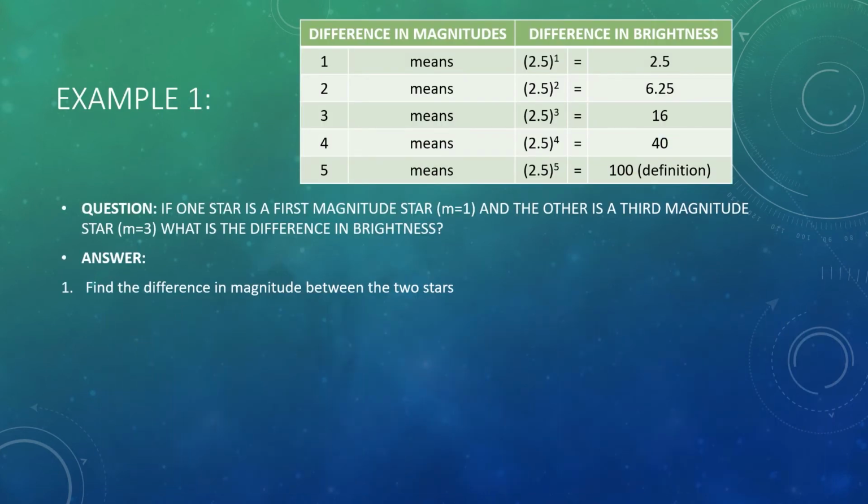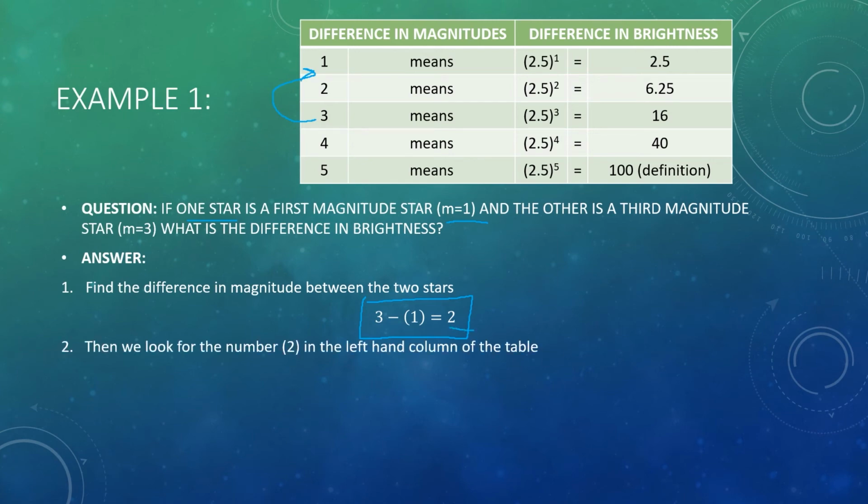So now we're going to do an example. If one star, and we're going to call it star A, is a first magnitude star, so m equals 1, and our second star, or star B, is a third magnitude star, what is the difference in brightness? You want to find the difference in magnitude between the two stars. And so what we're going to say is, it's 3 and 1, correct? So we have 3 minus 1. Difference in magnitude: 3 minus 1 equals 2.